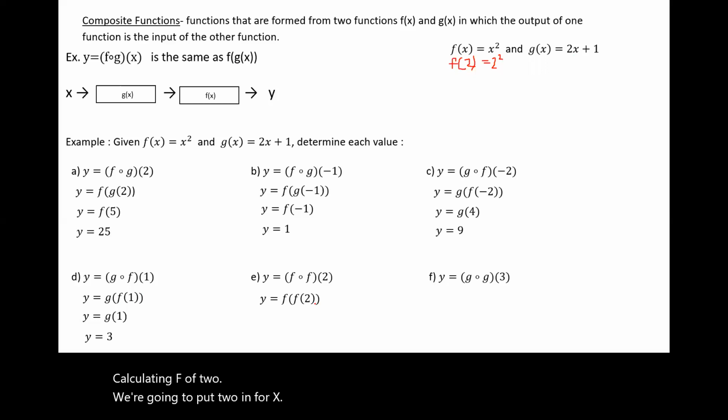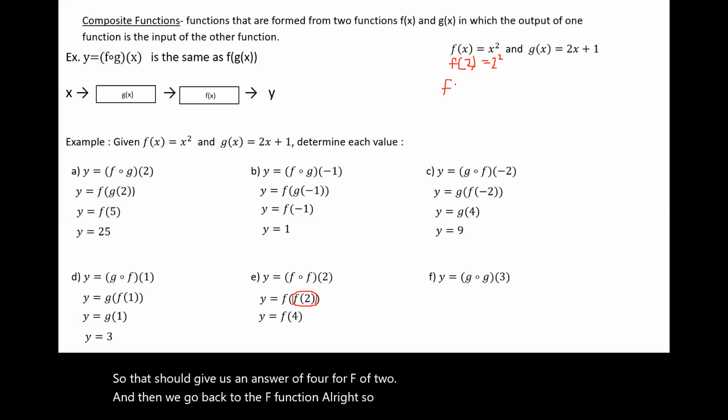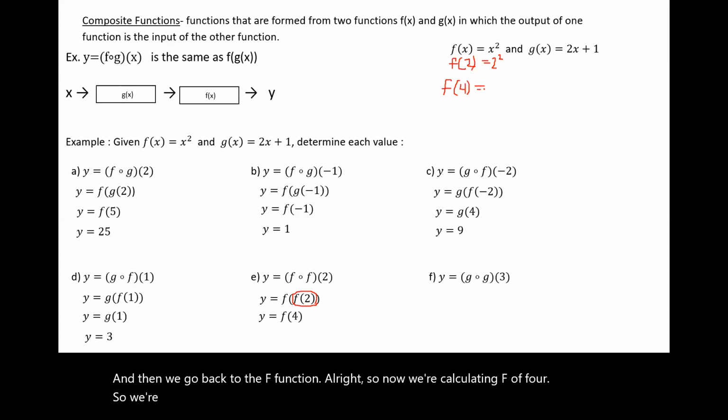So that should give us an answer of 4 for f of 2. And then we go back to the f function. All right. So now we're calculating f of 4. So we're putting 4 in and squaring it. So final answer for that one should be 16.